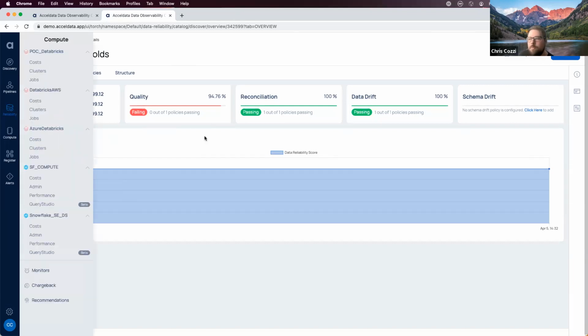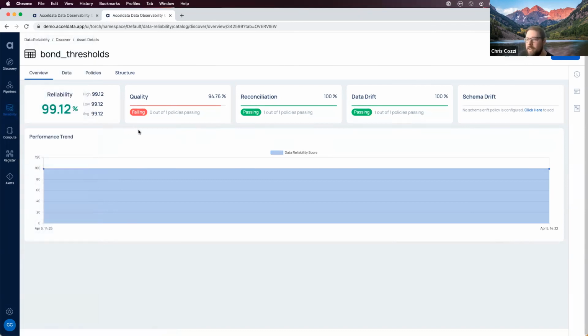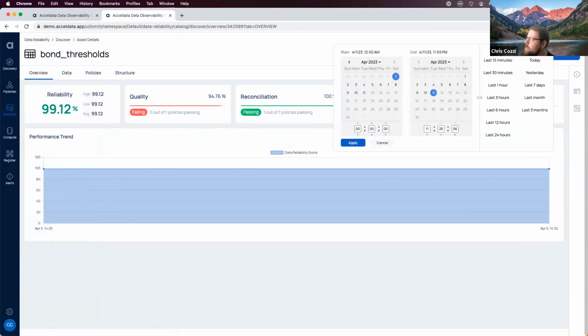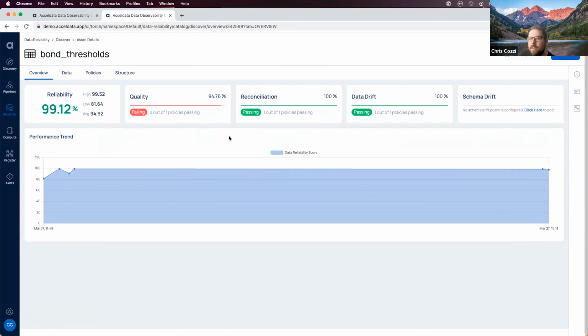So bringing that all together was really the idea behind the Asset 360 dashboard, which is what I'm showing right here. And the idea here was we got a request a lot from our customers to more easily summarize the overall reliability of an asset.